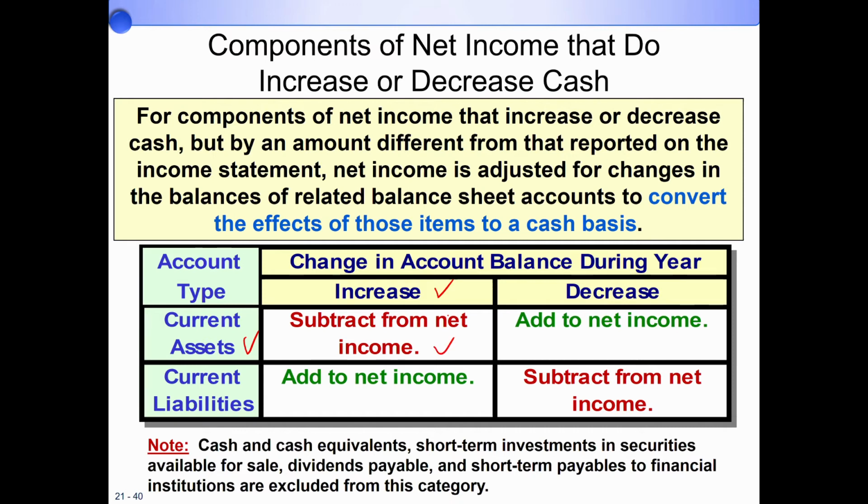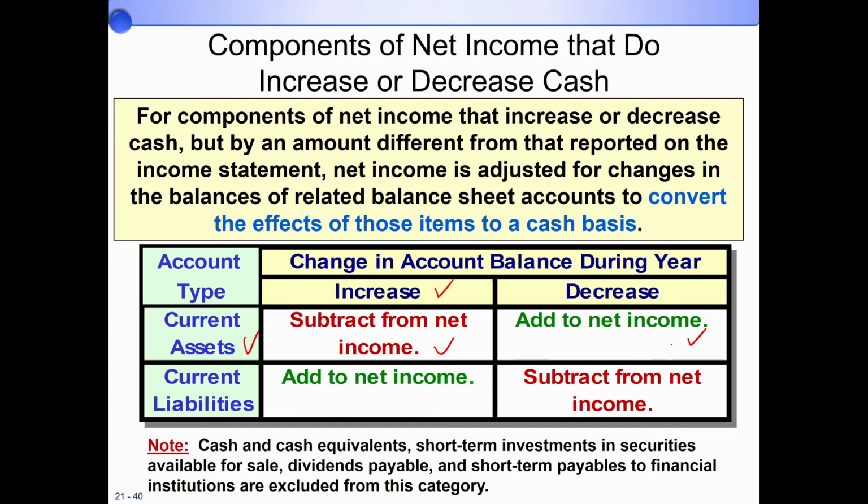So we talk about adjustment, you need to subtract those changes from net income. And how about if current assets decrease? You need to add it to the net income. Again, this is the indirect method, and this is the third type of adjustment.